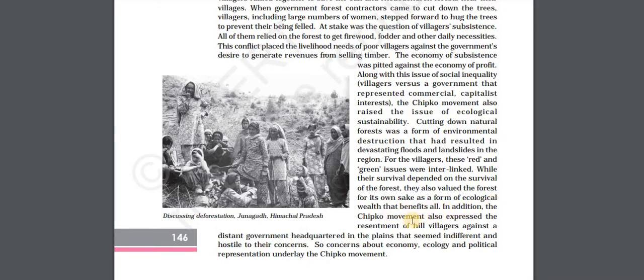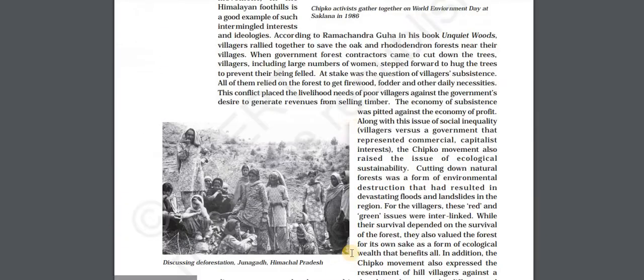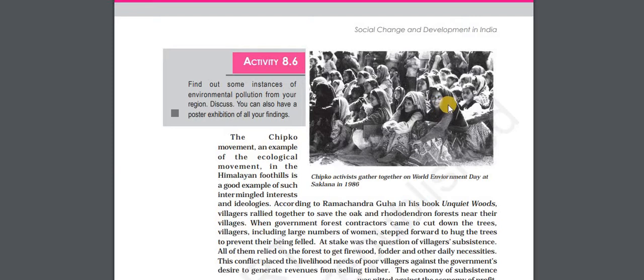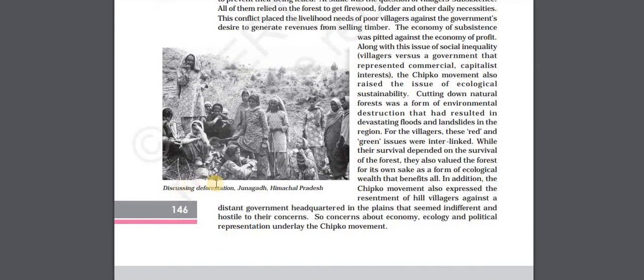In addition, the Chipko movement also expressed the resentment of the hill villagers against a distant government headquartered in the plains that seemed indifferent and hostile to their concerns. So concerns about economy, ecology, and political representation underlay the Chipko movement. Here in this figure, Chipko activists are gathered together on World Environment Day at Saklana in 1986, discussing deforestation, Jaunsar, Himachal Pradesh.